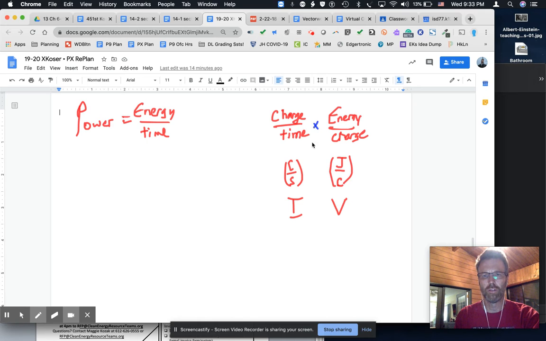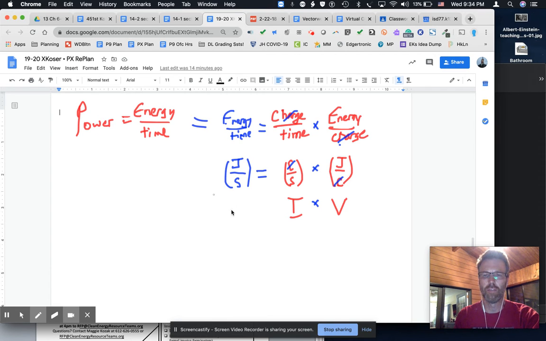What if we multiply these two things together? Notice what happens. We've got charge on top and charge on the bottom. Bye-bye charge, which means the units coulombs cancel. If we put that together, we're left with the unit which is joules per second. That seems familiar. Let's see what happens up here. We're left with the quantity energy on top and time on the bottom. That might look pretty familiar too.